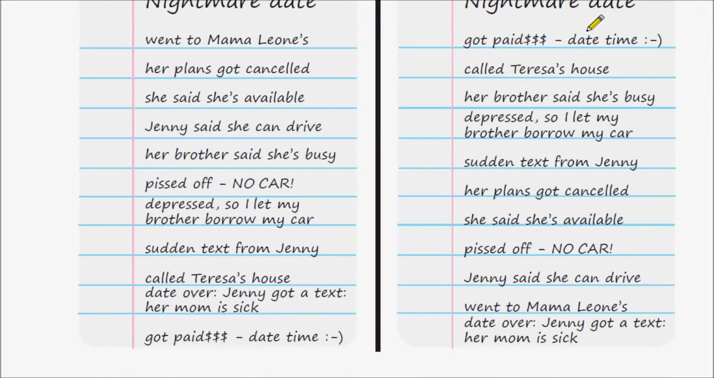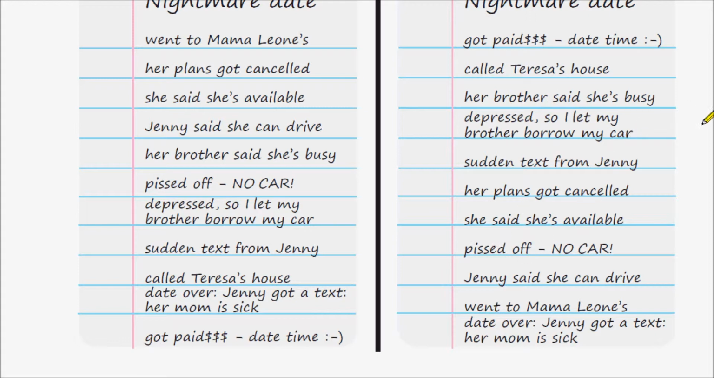You got paid. It's date time. Called Teresa's house. Her brother said she's busy. Obviously, her brother is Teresa's brother. So I'm depressed, so I let my brother borrow my car. Then I got a sudden text from Jenny where her plans got canceled. She said she's available. Now I'm pissed off because I don't have a car. Why? Because I loaned it to my brother. But good news, Jenny said she can drive. We went to Mama Leone's, but the date was over because Jenny got a text her mom is sick. Okay, see? So now it's a lot easier to write a paragraph about this because everything is all in time order.